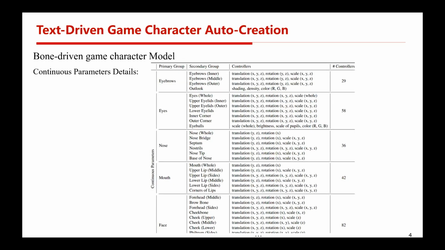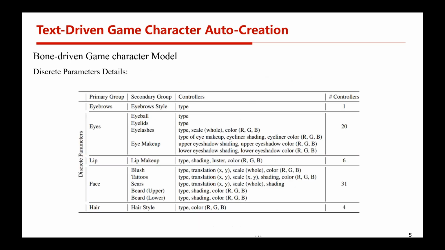Our method aims to optimize a bone-driven game character model, which contains two kinds of parameters. One kind is continuous parameters, as shown here, like the translation, rotation, or scale of the eyeballs. And the other kind is discrete parameters, like the hairstyle.